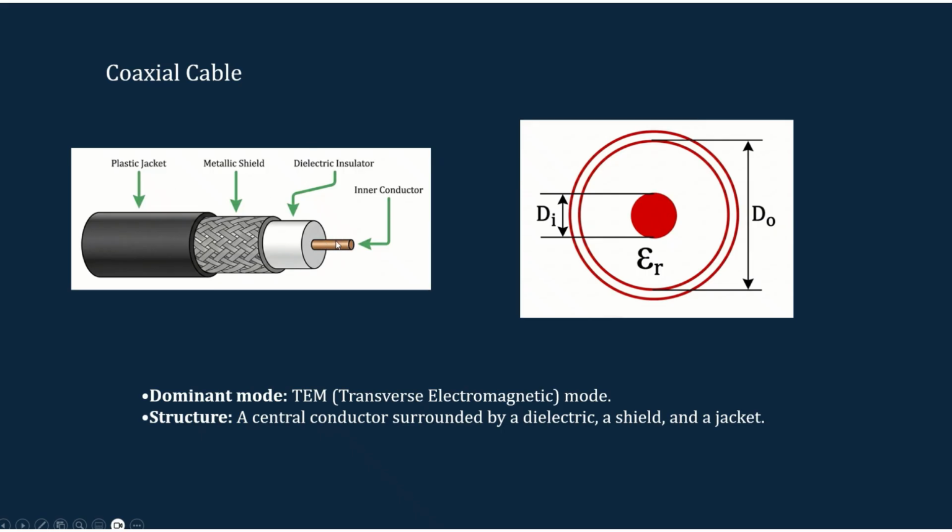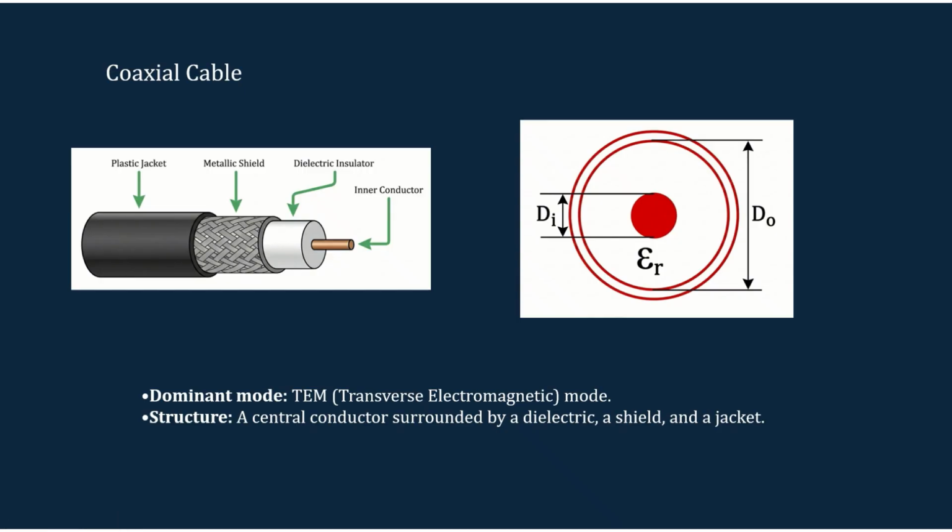It will have an inner conductor which is surrounded by the dielectric insulator, which is again surrounded by a metallic shielding, and which is again covered by a plastic jacket. This is the cross-sectional view of the coaxial cable. This is the inner conductor, surrounded by the dielectric, and this is the metallic shield. di is the diameter of the inner conductor, and d0 is the outer diameter of this dielectric layer.